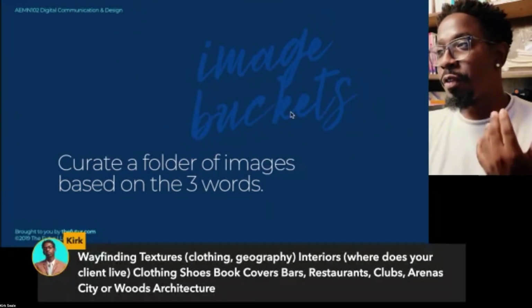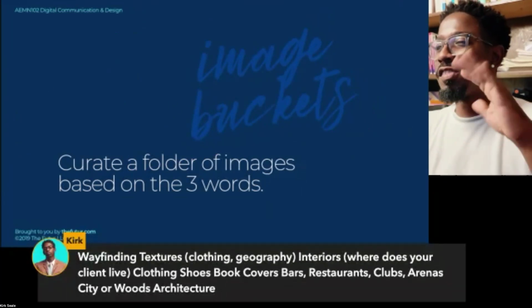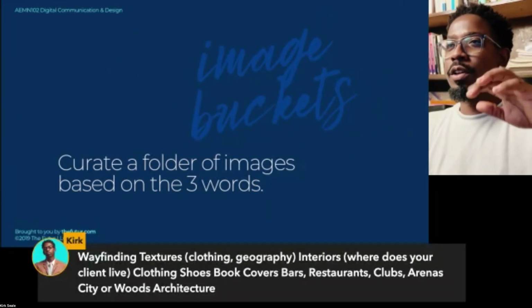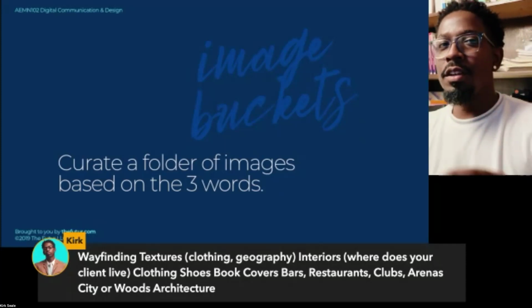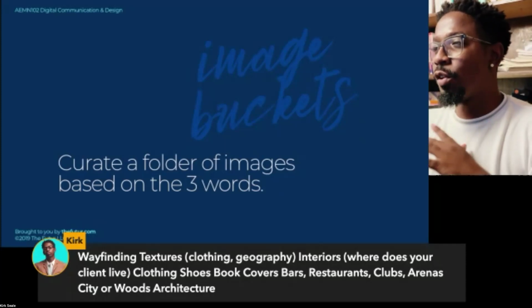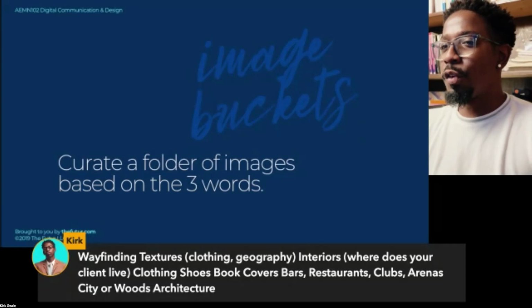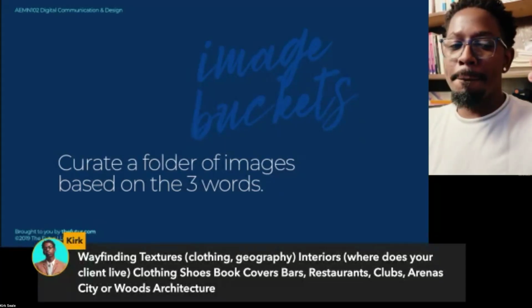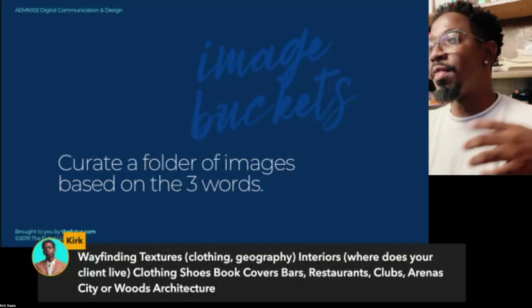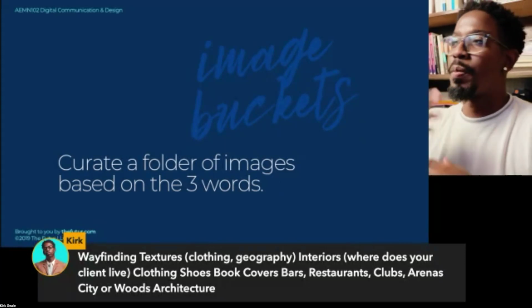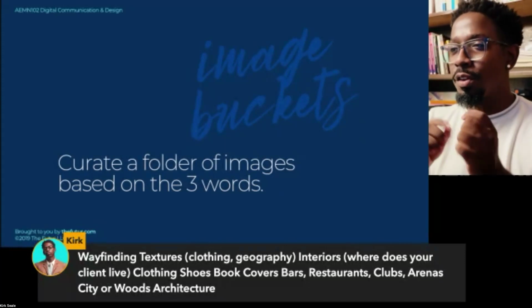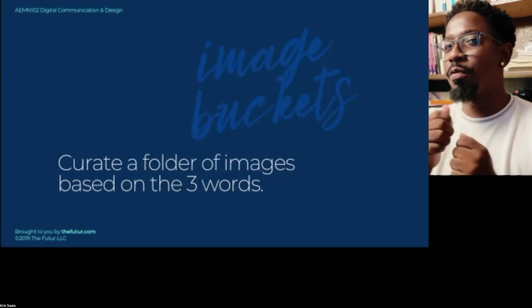So there's wayfinding. Those things are signs, like arrows that point in directions. They could be textures like clothing or geography. So if your artist is from the Caribbean, then things like blue waters, palm trees, coconuts, those are things that can subtly speak to where they're from.